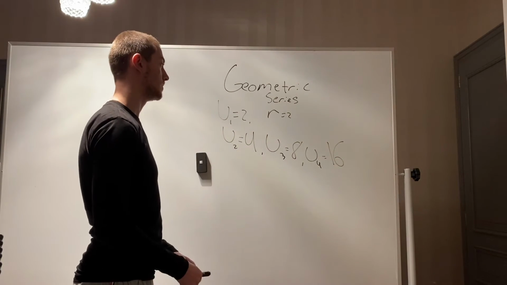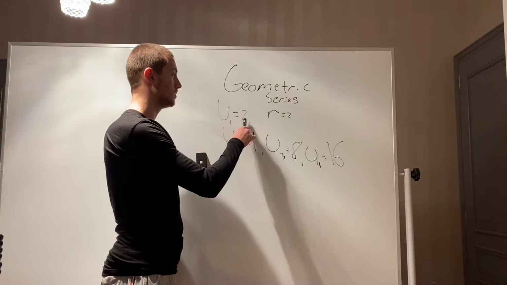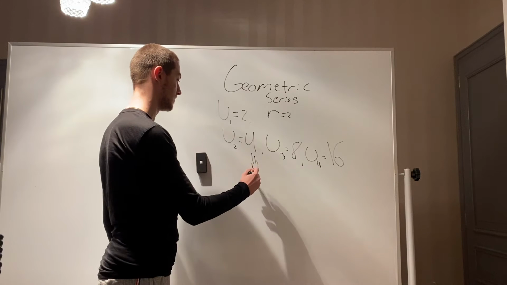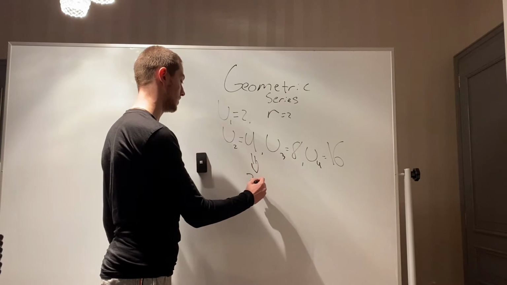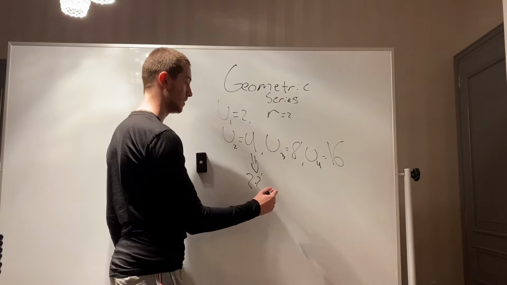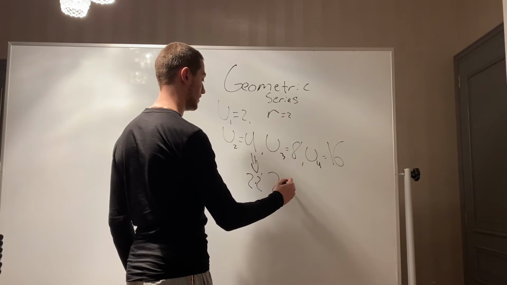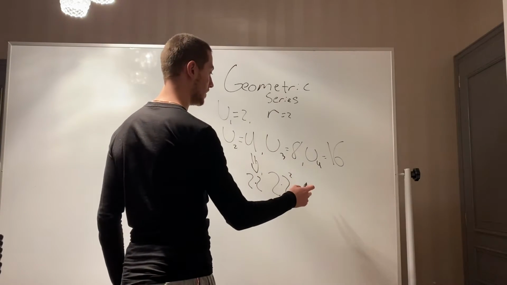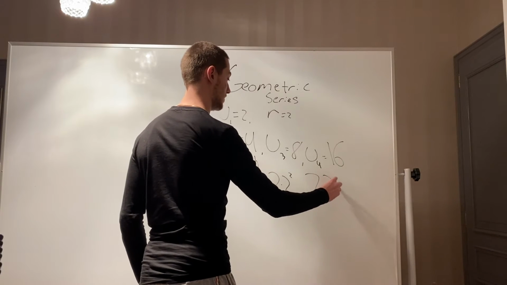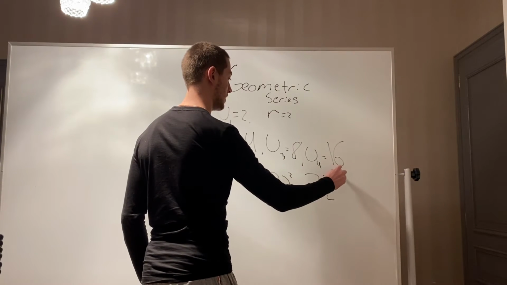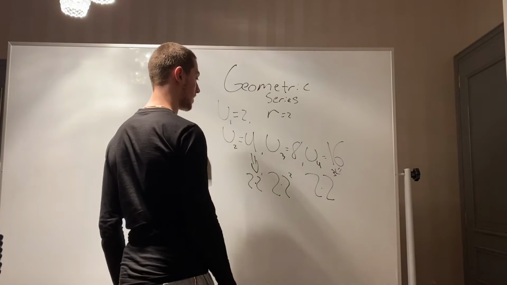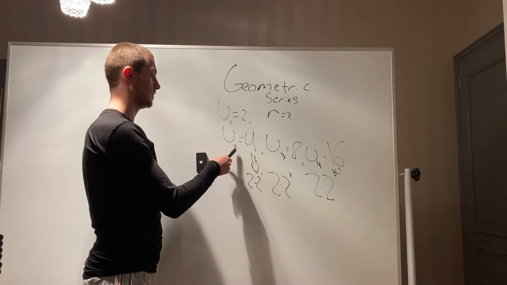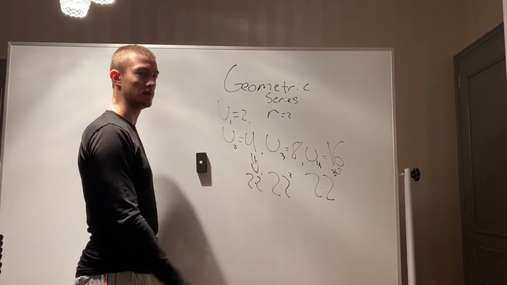Now, why is that the case? If you'll notice, every single term I'm multiplying 2 by this ratio raised to a certain power. So 4, I can rewrite that as 2 times 2 to the power of 1. This is 2 times 2 to the power of 2, since it's 2 times 4. And this is 2 times 2 to the power of 3, since 2 to the power of 3 is 8. So if you'll notice, there's always a relationship between the position of the term and the exponent of the ratio.